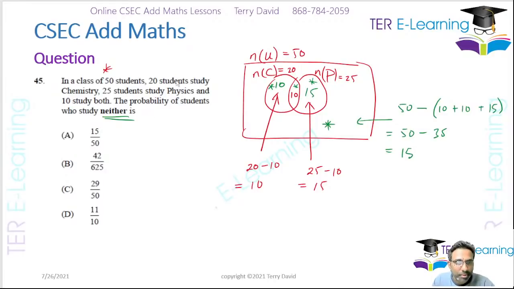So they want the probability. The probability of neither is simply going to be 15 over the total number of students that we have, which is 50. So it's 15 over 50. Therefore, the answer has to be E.